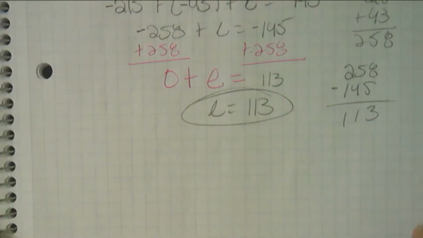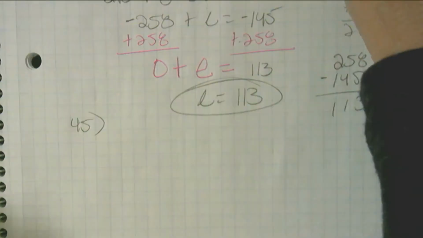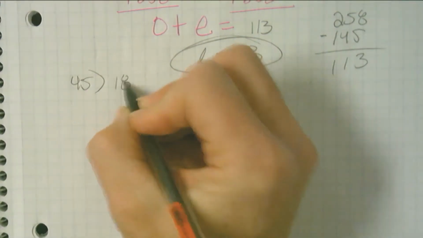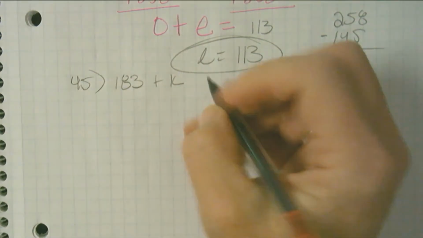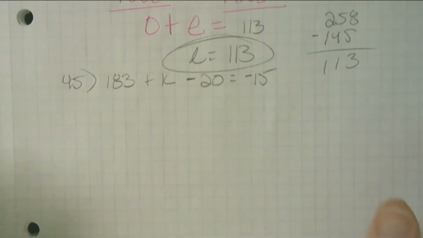All right, this is going to lead us into what we're doing in this section in today's math. 45. Let's take a look at 45. 45 says, I have 183 plus K minus 20 is equal to a negative 115. Can I simplify that left side? Layla? Absolutely. I need to move my like terms together to add them. What's the problem right now in this one with moving our like terms?